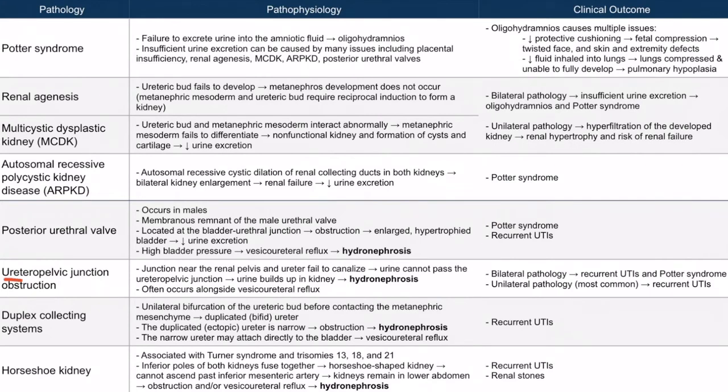Now let's discuss ureteropelvic junction obstruction. In this condition, the junction near the renal pelvis and the ureter will fail to canalize. If this happens, urine cannot pass the ureteropelvic junction. This means urine will build up in the kidney, which describes hydronephrosis.